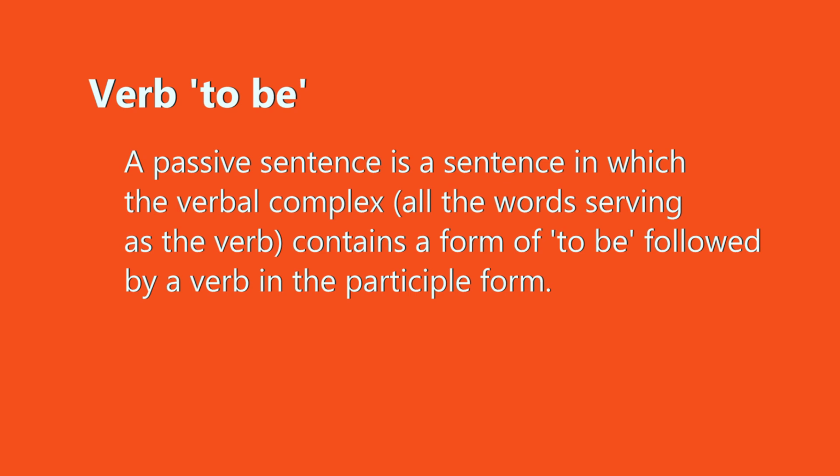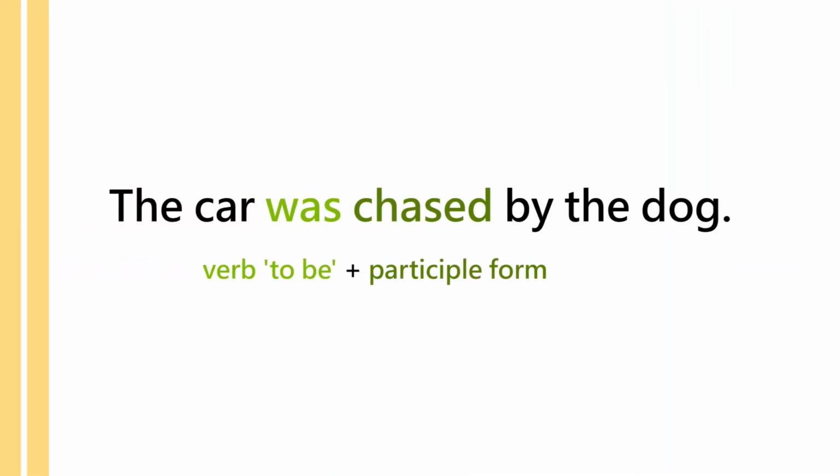A passive sentence is a sentence in which the verbal complex, the verb and its dependents, all the words serving as the verb, contains a form of to be followed by a verb in the participle form. That's another way of looking at the passive. The car was chased by that dog. According to this definition, we have a verbal complex, which is was chased. Here, was chased has a form of the verb to be, which is was, plus the participle, which is chased. It's the past participle. That's another way of looking at the passive sentence.